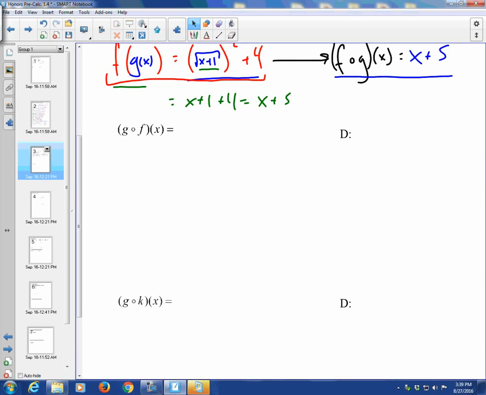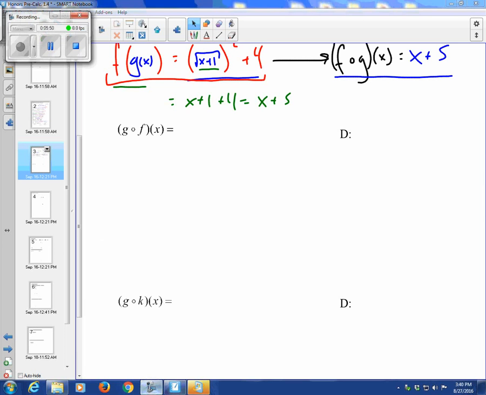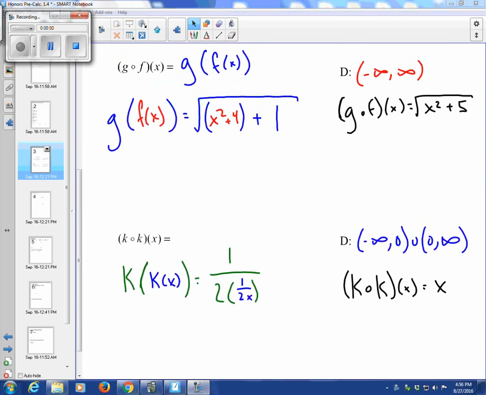And again, what we're doing is, first we're composing the two functions, defining the domain, and then simplifying, right? So why don't you guys go ahead and pause the video and give these two a shot, and we will come back and look at this in a second.